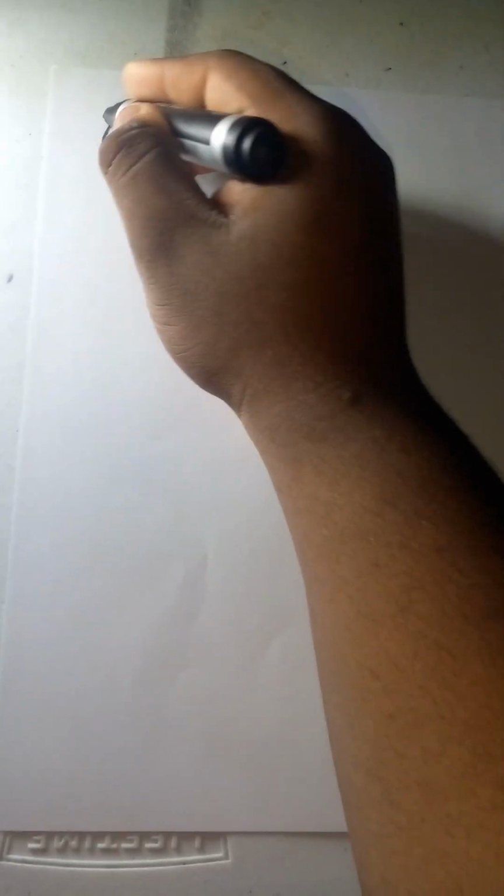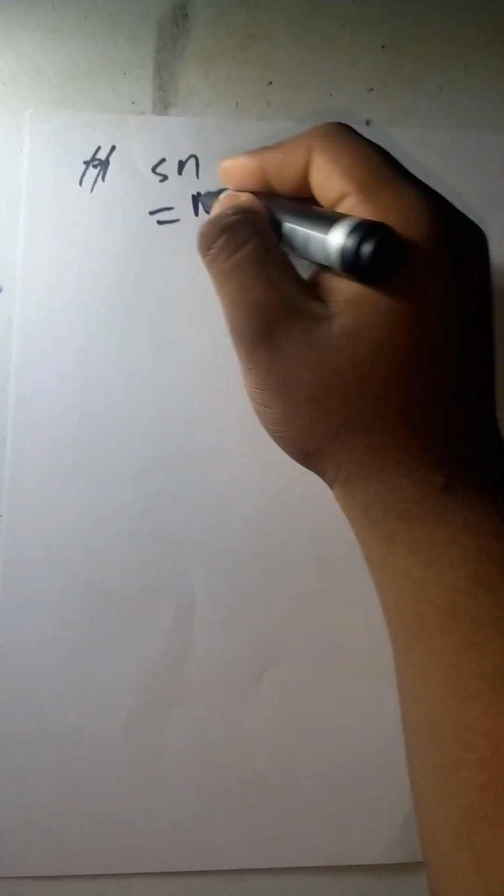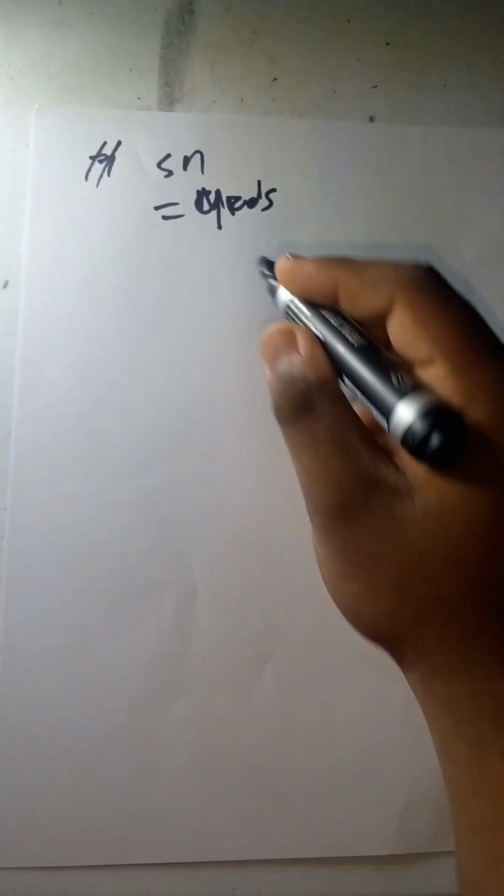Now if you can check something, they said that this line is parallel to SN. And what do you know about parallel lines? They have the same gradients. So it basically means the gradient of this line is equal to the gradient of SN, and the gradient of SN is 4 over 3. And this line is passing through L, so I'm going to use point L. So let's go.